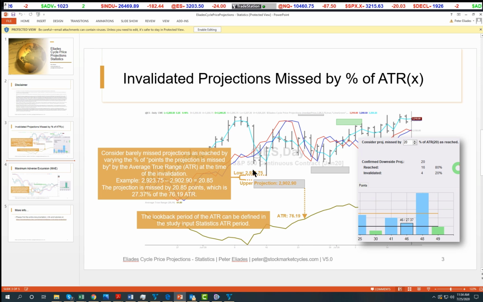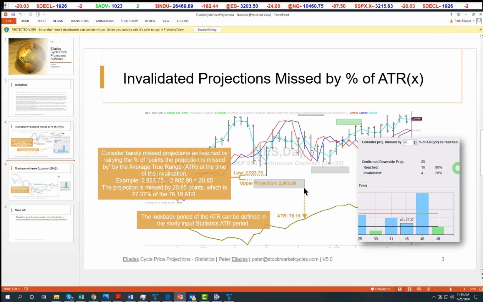So you want to know, based on what the average range is of the S&P each day, how much did we miss the projection by? It came out to 20.85 points, and the average true range at that time, 76.19. So you divide the 20.85 by 76.19, the average true range, and you come up with you missed it by 27.4%, okay? Now, again, down here, we note that the look-back period of the average true range can be defined at the study input statistics for the ATR period. You can change that in our statistics box in the inputs.